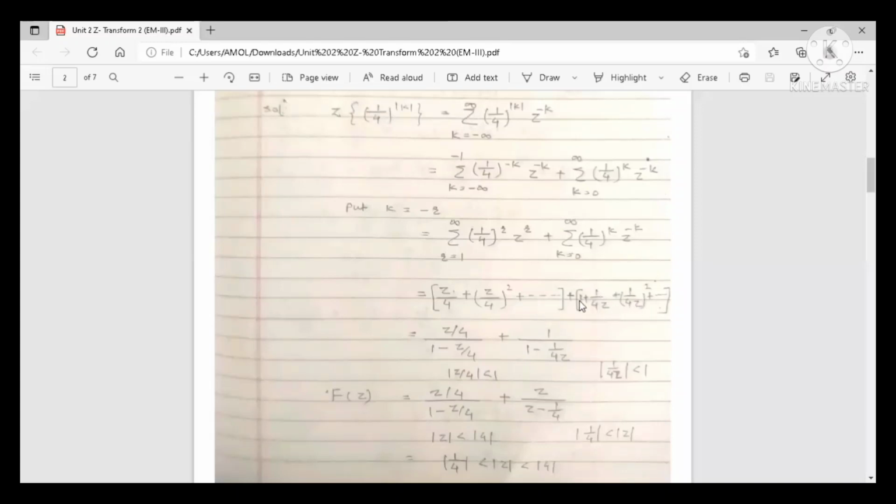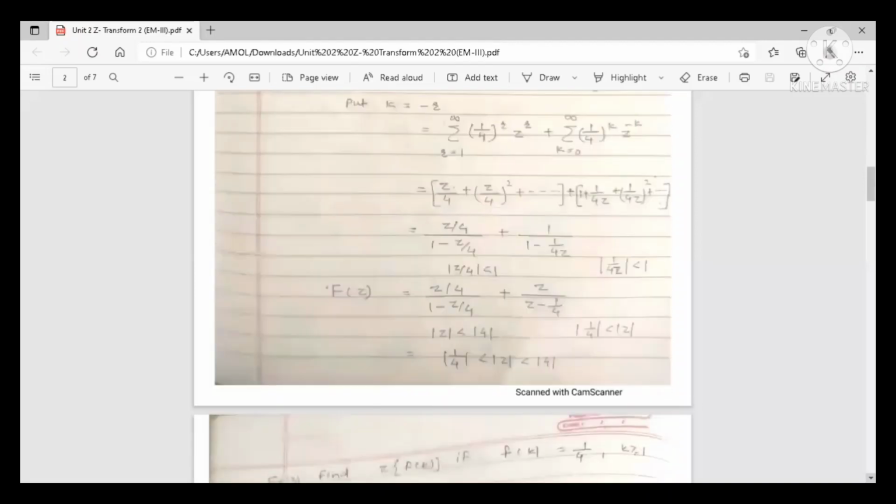The first term is 1, so we can write this term 1 as (1 upon 4z) to the power 0, because when the power is 0, the value of that term is 1. So in every term, 1 by 4z is the common ratio, and that common ratio is less than 1. Mod of 1 by 4z is less than 1.